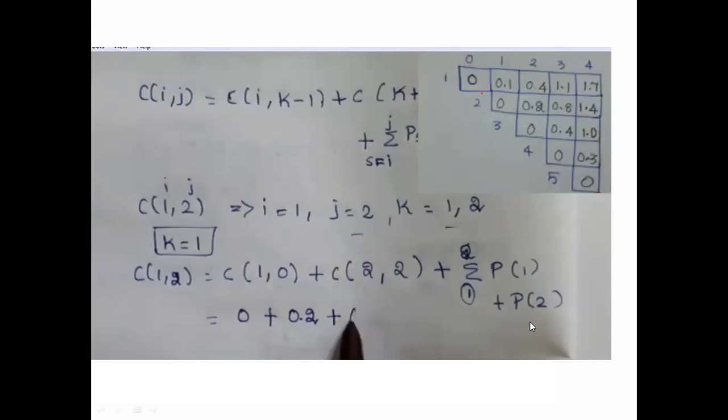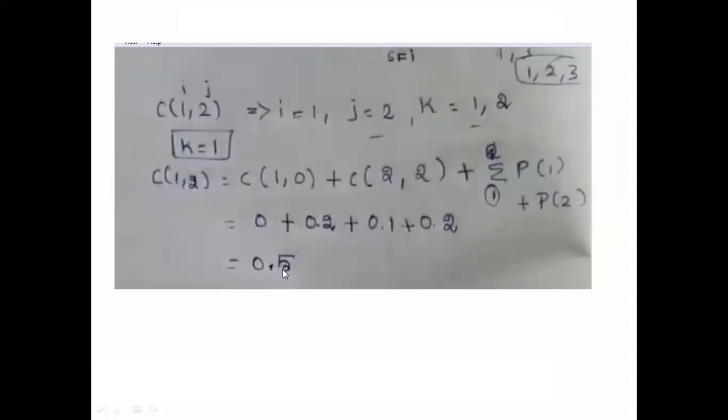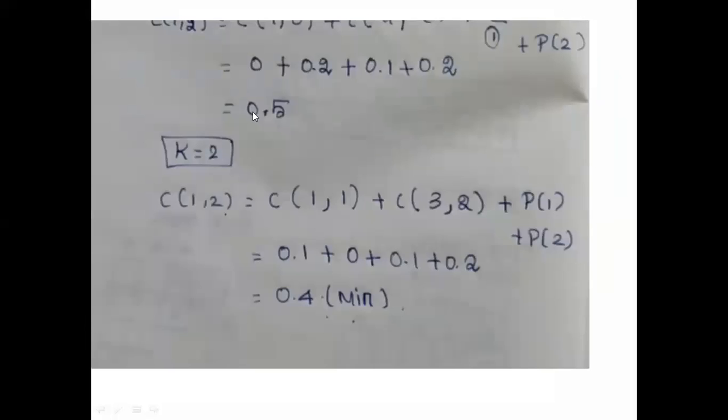Sorry, here see C of 1 comma 0. 1 comma 0 is 0. Okay, 2 comma 2 is 0.2. And next, what is P of 1? 0.1, and P of 2 is 0.2, so totally 0.3. So 0 plus 0.2 plus 0.3, totally what is that? 0.5. So C of 1 comma 2 has the value 0.5. So now k equal to 2.